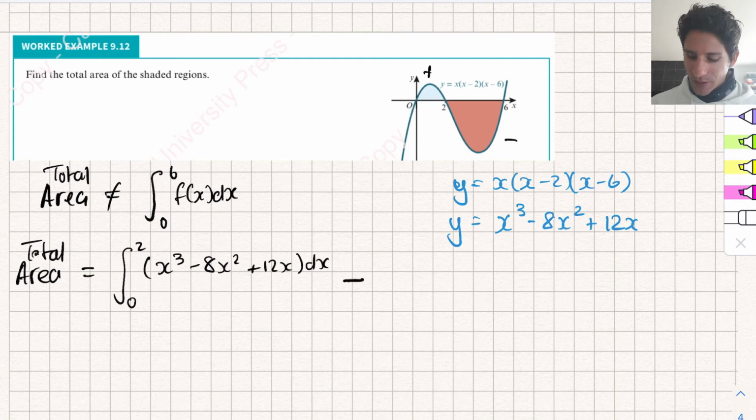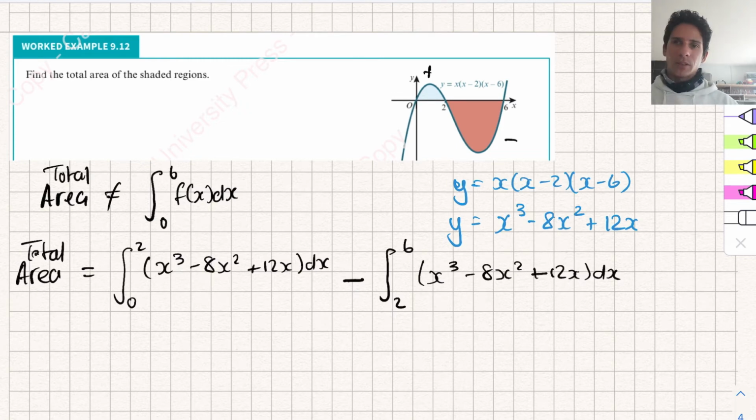And I'm going to say minus, because I know that the next area is going to be negative, minus the integral from 2 to 6 of x cubed minus 8x squared plus 12x with respect to x. Okay, that'll give me the total area, not the signed area.